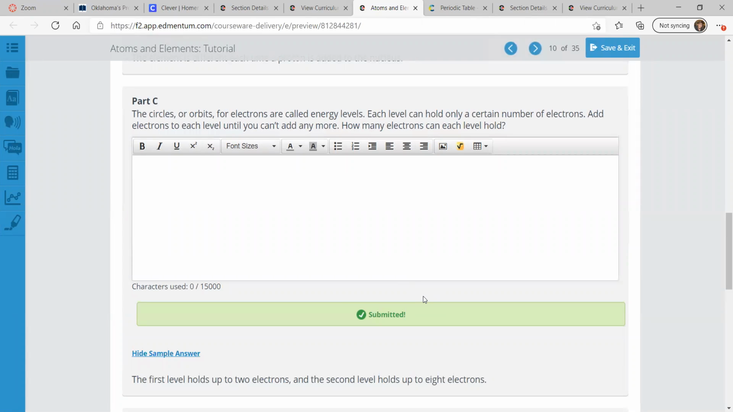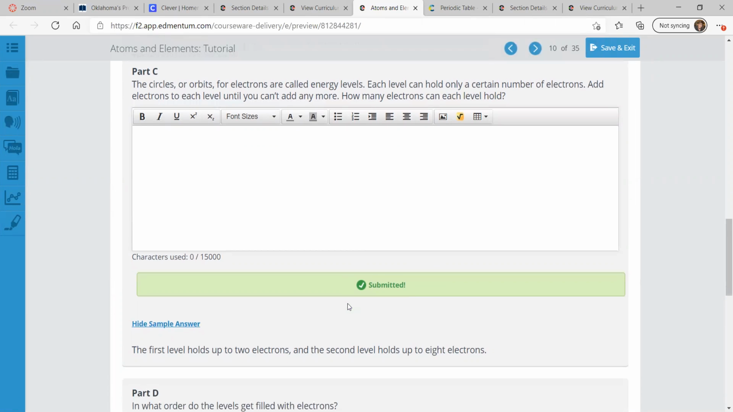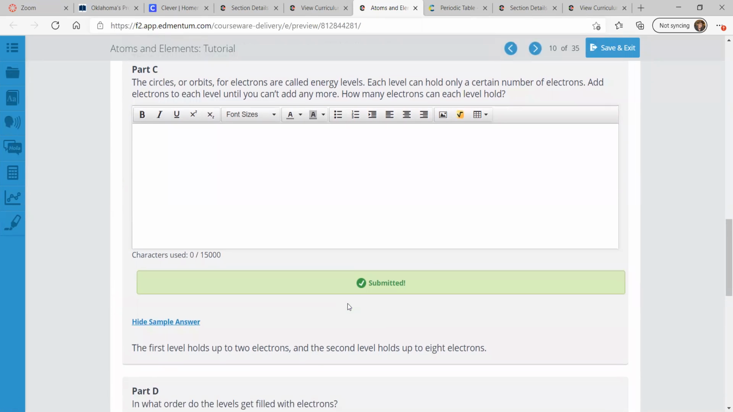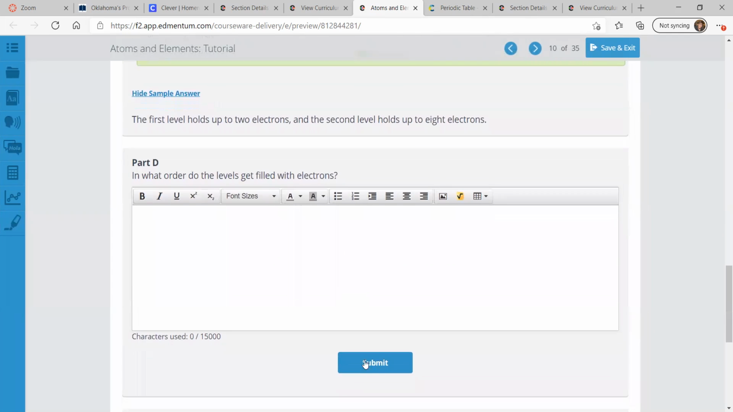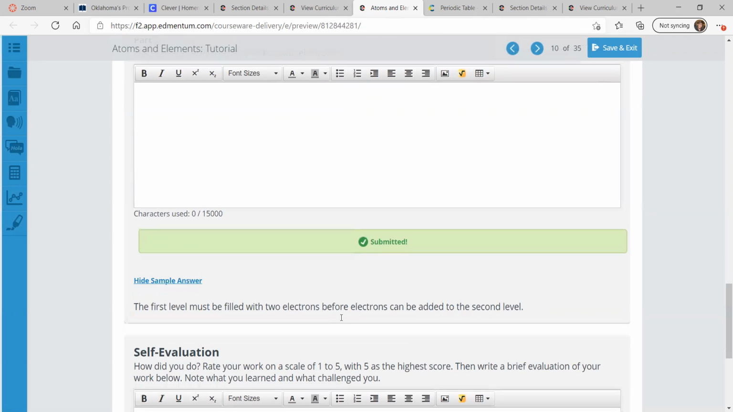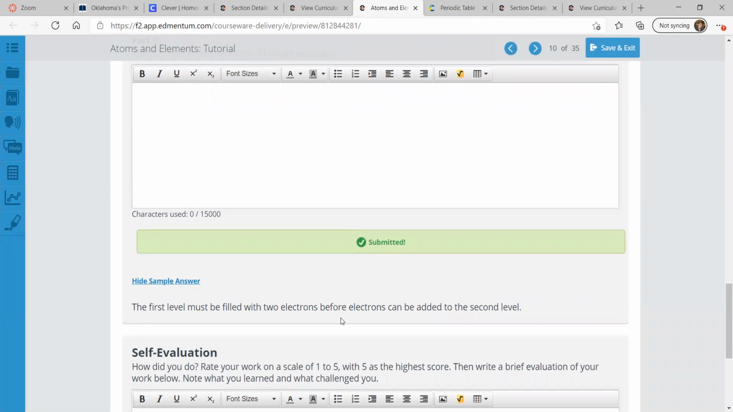The circles or orbits for electrons are called energy levels. Each level can hold only a certain number of electrons. Add electrons to each level until you can't add any more. How many electrons can each level hold? Well, the first level can hold up to 2 electrons, but then after that, it can hold up to 8 electrons in each level. In what order does this happen? Well, the first level fills up with 2 electrons before electrons can be added to the second level.